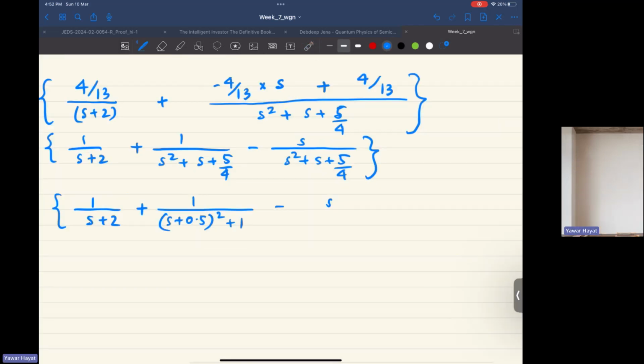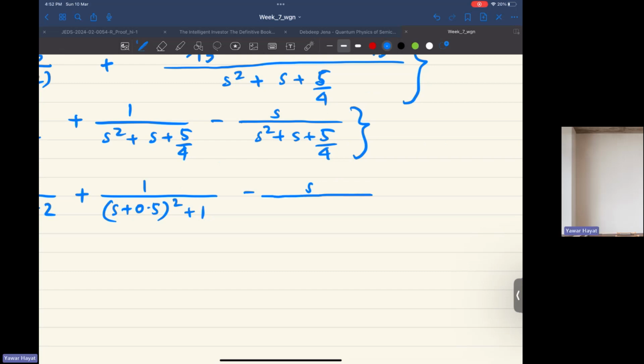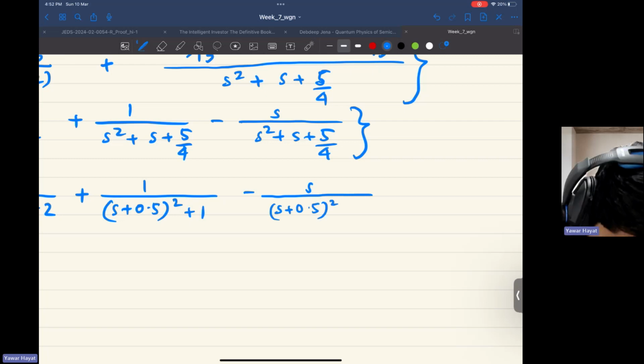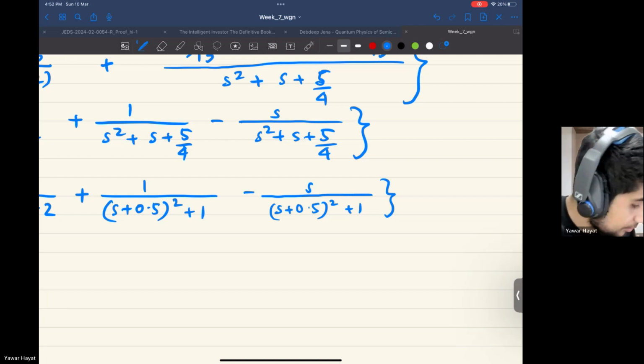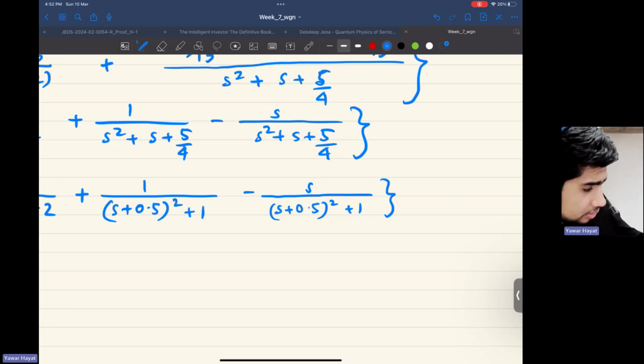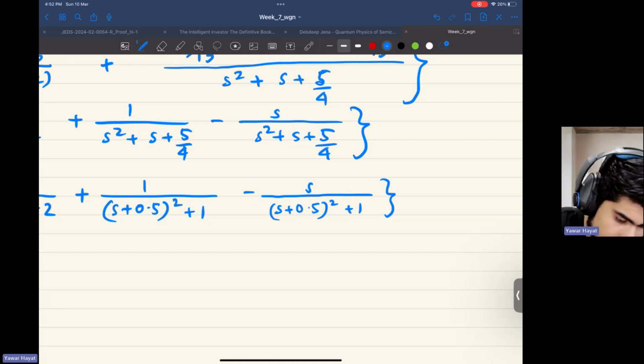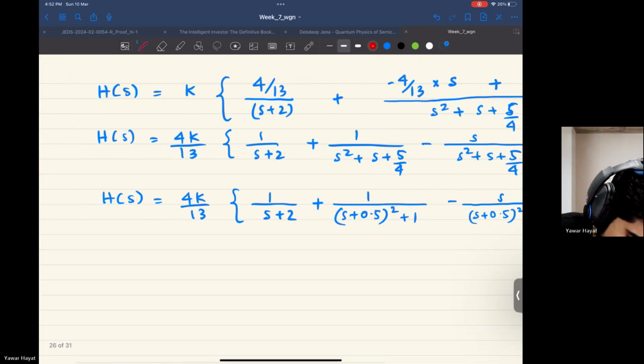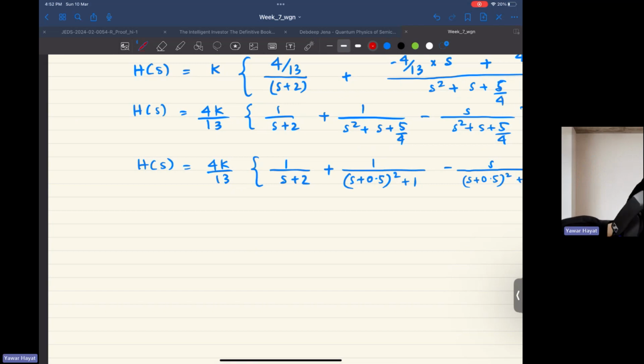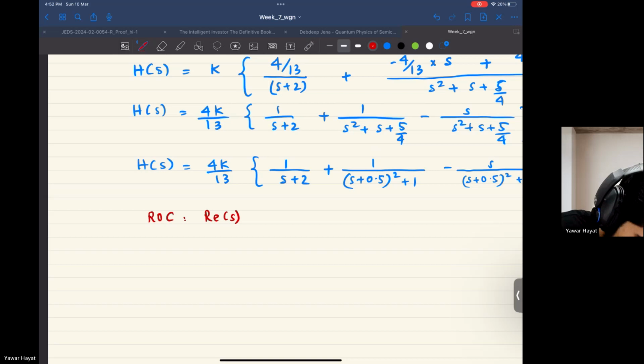Minus S whole divided by S plus 0.5 squared plus 1. Okay, now the problem. Remember that our ROC was given in the question: the real part of S is greater than minus 0.5, right?